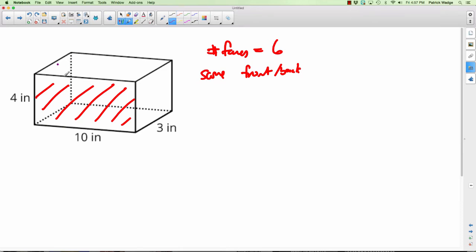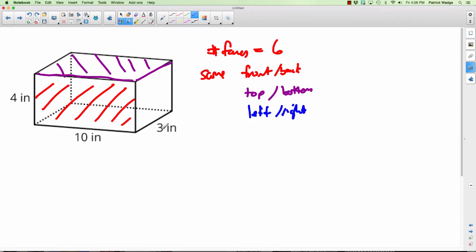Okay, let's look at the top. What are the dimensions of this one here? Dimensions of this are 10 by 3. They're not the same. Okay, so the ones that are the same are the front and the back. The top is different, but the top is obviously the same as the bottom. And then the left and right are obviously different than the other ones. So we also have left and right. Now, they are all rectangles. So for each one of these, what you want to do is length times width.